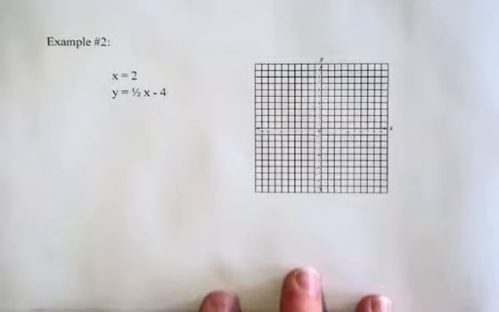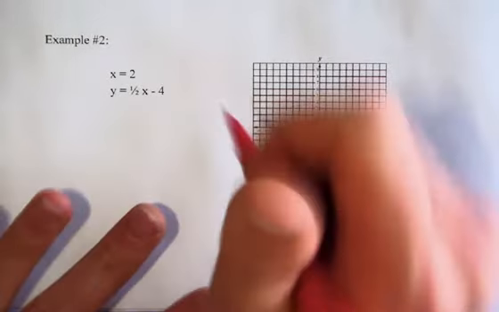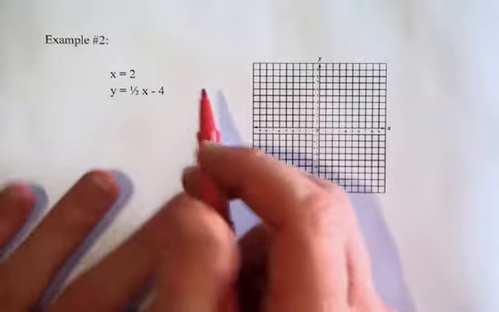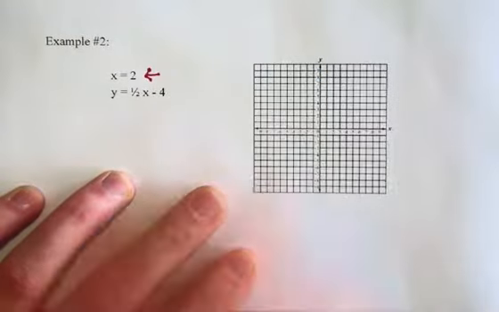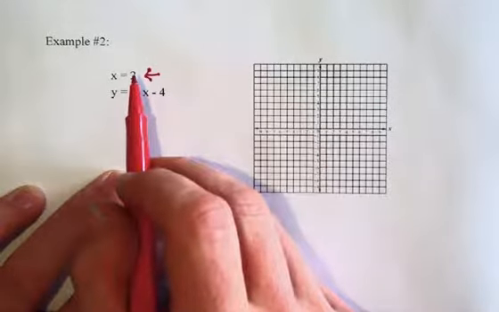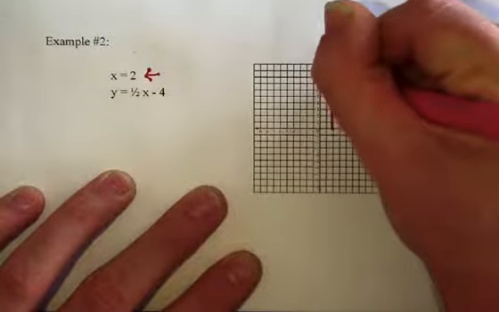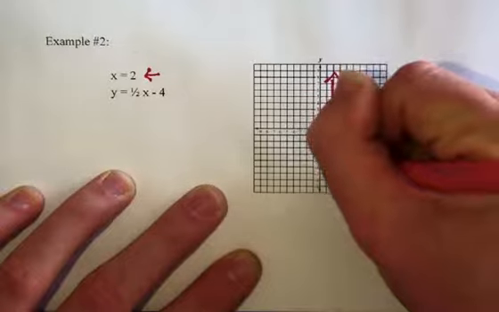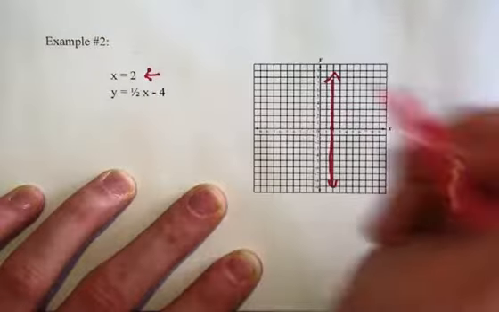Okay? Let's go ahead and look at another example. Example number 2. We've got x equals 2 as our equation, and then y equals 1/2 x minus 4. Now, I'm going to go ahead and do this the same way, just to be consistent. So x equals 2, right? We know that it's not actually going to cross the y-axis. I'll go ahead and just graph what it's going to look like. X equals 2 is just a vertical line. And it doesn't cross the y-axis, right?